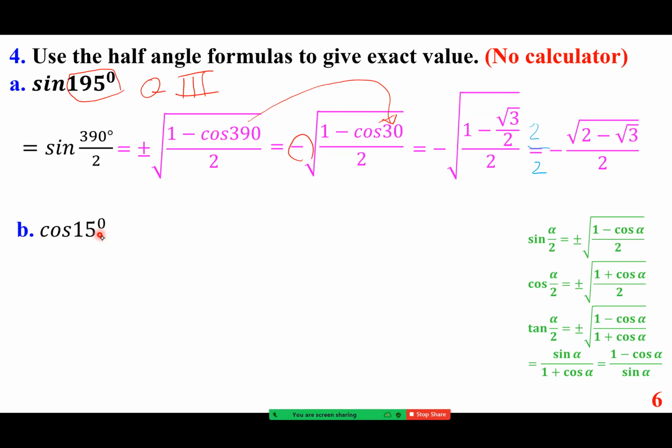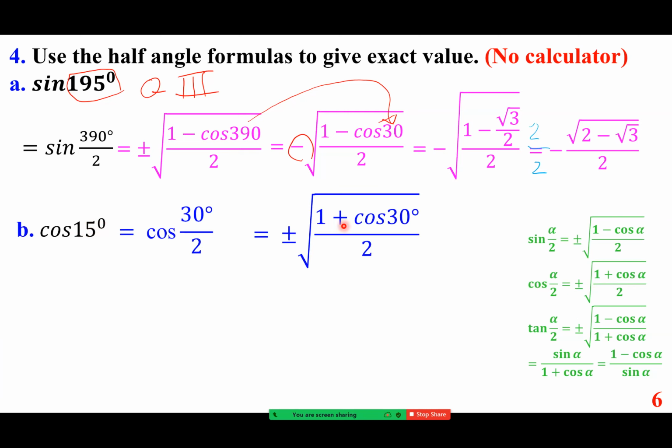15 is half of 30. So cosine of 30 divided by 2, obviously this is the first quadrant and it's positive. So we use this formula, and first we put plus minus, and then we know this is in the first quadrant, and all trigonometric functions are positive in the first quadrant. Cosine of 30 is square root of 3 over 2. And basically you do the same thing, you multiply by 2 over 2, and you get the same thing with the plus sign, no negative here.